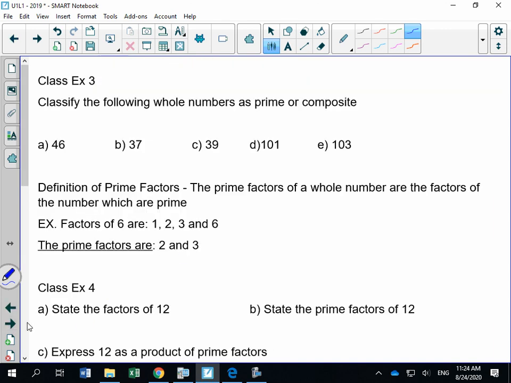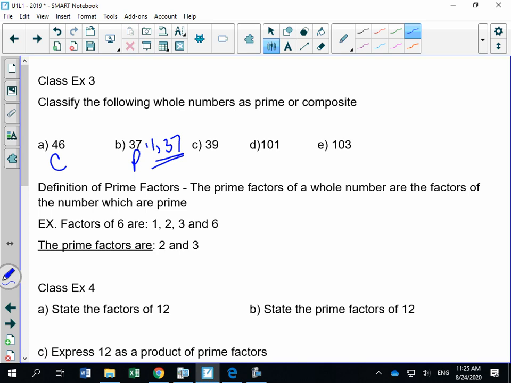Okay. Flip your page. Classify the following numbers as either prime or composite. We'll do this really quickly. 46 is divisible by 1 and 46. I know it's also divisible by 2, so 46 is going to be a composite number. 37 is only divisible by 1 and 37. You could try all the other numbers, divide it by 2, by 3, by 4. 37 is a prime. It's divisible by exactly 2 factors, 1 and itself.